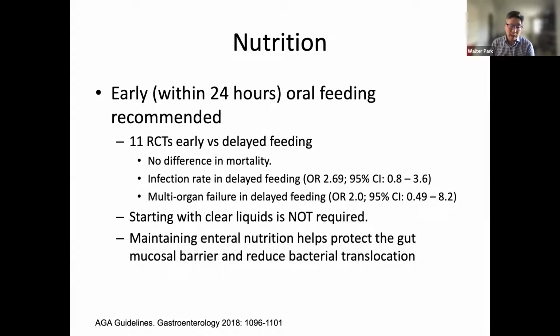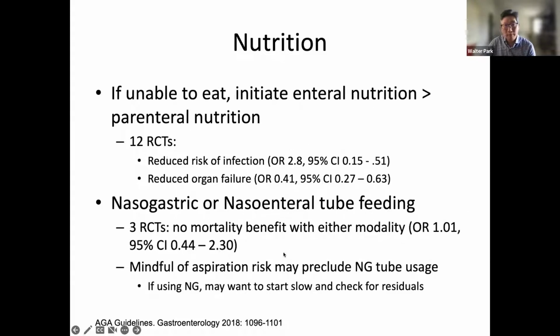And furthermore, not only do we want to start nutrition early, we also don't necessarily need to start with clear liquids. You can even start with a low-fat, soft mechanical diet. The idea behind driving these improved outcomes is thought that maintaining enteral nutrition will help protect the gut mucosal barrier and reduce bacterial translocation, leading to some of the later sequelae of infected necrosis.